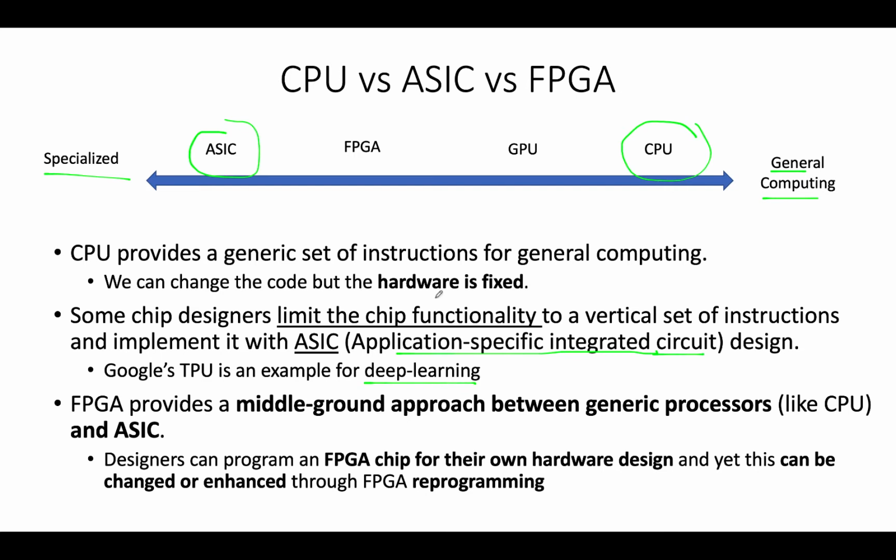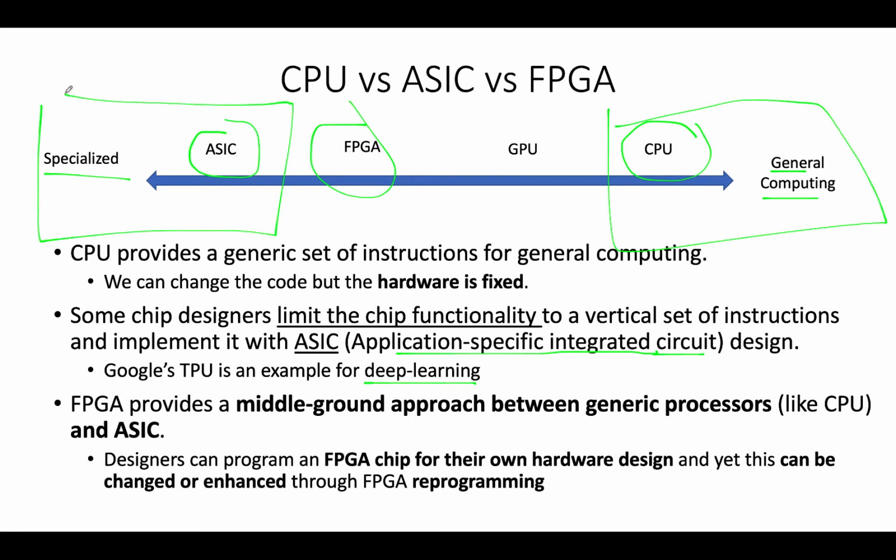So FPGA here provides a middle ground between a generic processor like CPU and general computing and highly specialized ASICs. They have a very specific hardware implementation. So designer can program an FPGA chip for their own hardware design. And yet this can be changed or enhanced through FPGA reprogramming. So we can reprogram the hardware through FPGA programming.